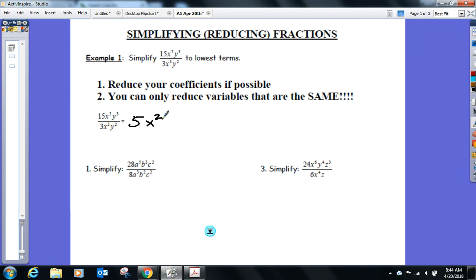And then here we go. How many y's on top? 3. How many on the bottom? 2. How many are left? Just 1. So this fraction reduces down to 5x squared y. All right. Anything yet? Okay, let's keep going.